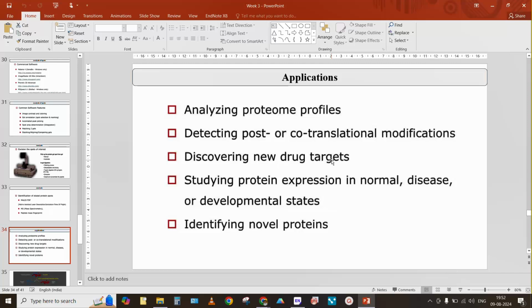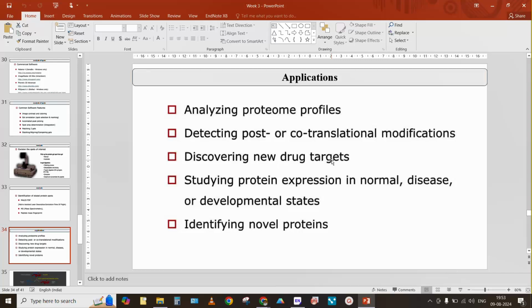Here 2D electrophoresis is used to identify potential biomarkers for diseases by comparing protein expression patterns between healthy and diseased samples. Proteins that show significant changes in abundance or modification may serve as diagnostic or prognostic markers. It can also be used for protein purification. There are two terms here: the first is isolation of proteins, and the second is enrichment of low abundance proteins.